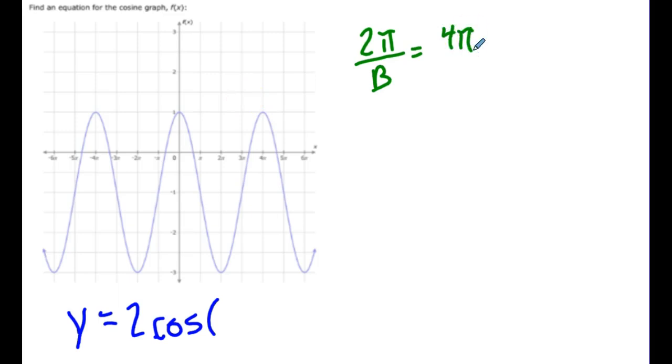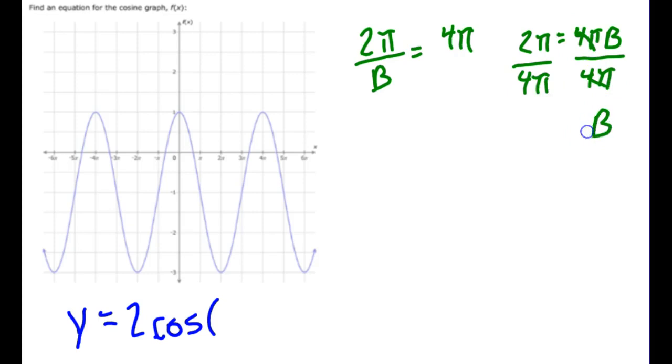Now multiply across, we would get 2 pi is equal to 4 times pi times b. To get b by itself, divide by 4 pi, divide by 4 pi, which is going to simplify to 1/2. So the b value in this case is 1/2 times x. Now we want to look and see, is there any phase shift, horizontal shift left or right? Cosine function, we're always starting at our maximum value, so there's no phase shift in this case.